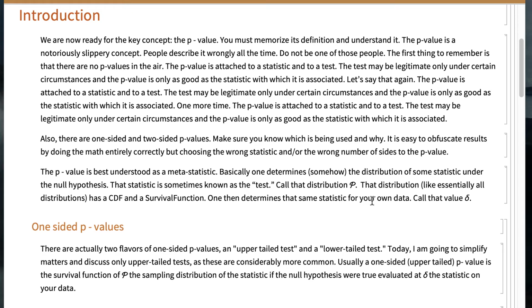Okay, so let's go through it just one more time. You figure out a null hypothesis. You figure out what the distribution of some statistic would be if that null hypothesis were true, and then you figure out that same statistic on your own data.